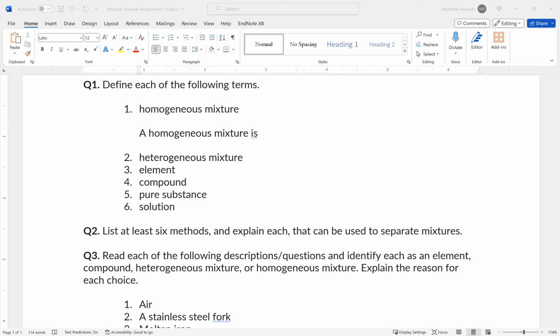Okay. I've suggested going to the images. Sometimes that's a good way to figure out what it is. It's the same substance throughout.